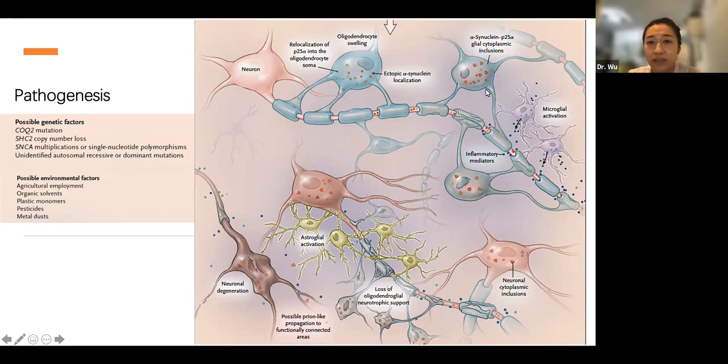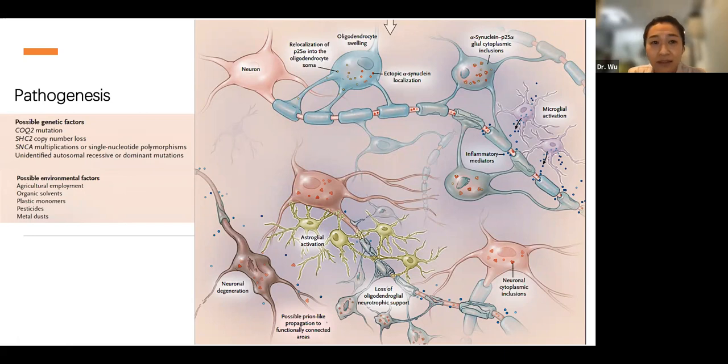And the formation of the inclusions will hinder the neuronal trophic support and also induce the microglia activation here. The activated microglia will release some inflammatory mediators and also reactive oxygen species. Then the dysfunctional oligodendrocytes will release the misfolded alpha-synuclein into the extracellular space. Then the neighboring healthy neurons will take this misfolded alpha-synuclein into their bodies to form neuronal cytoplasmic inclusions.